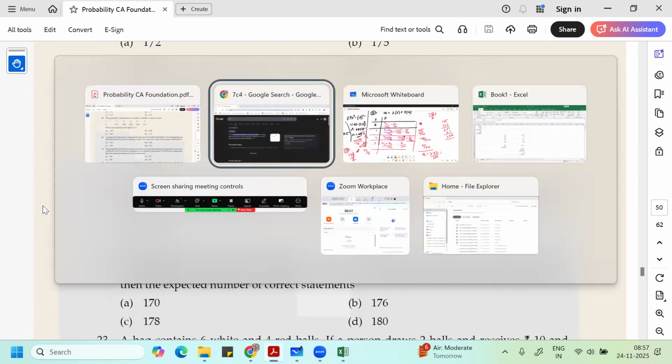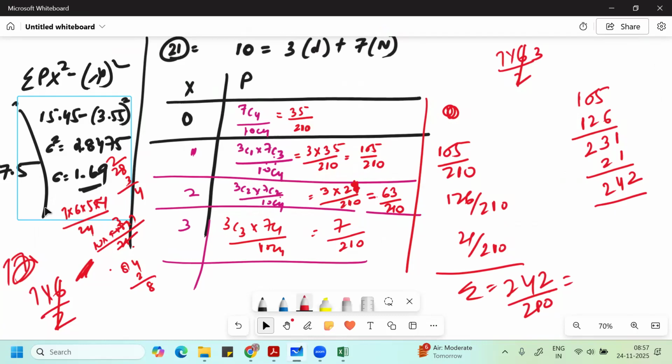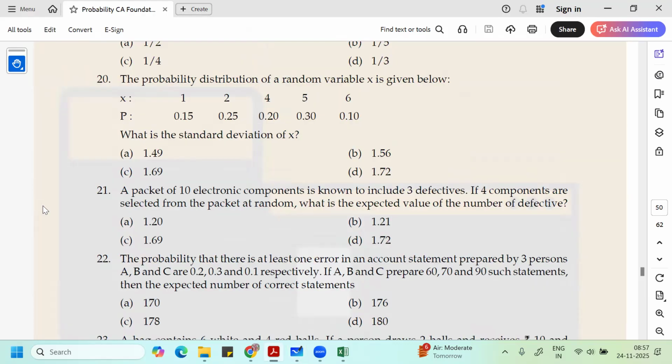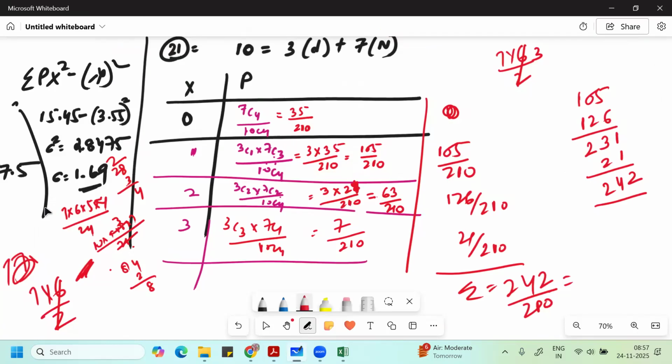Three defectives are there, 10 components, three defective. So zero defective means from 7 you are picking 4 components, right? 7C4 means 35, 7 into 6 into 5. 35 by 10C4, and 10C4 is 10 into 9 into 8 into 7 by 4 into 3 into 2, which is 210, right?